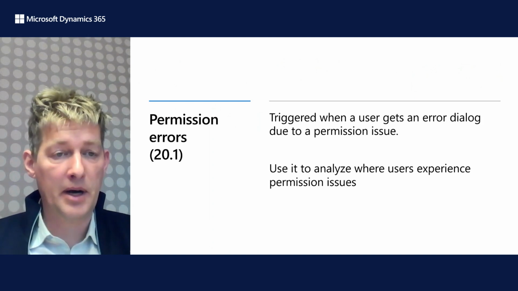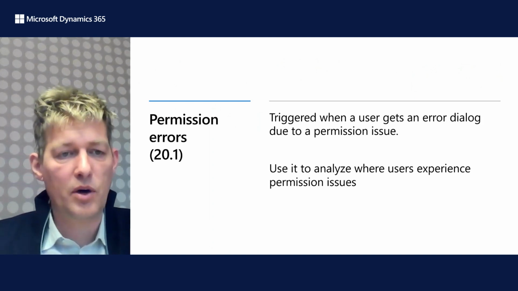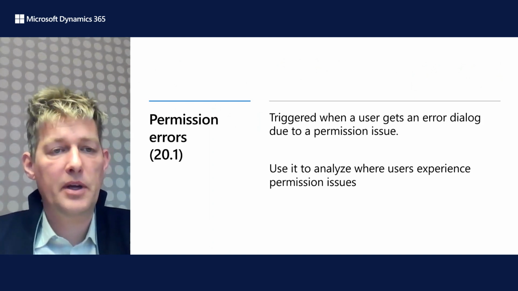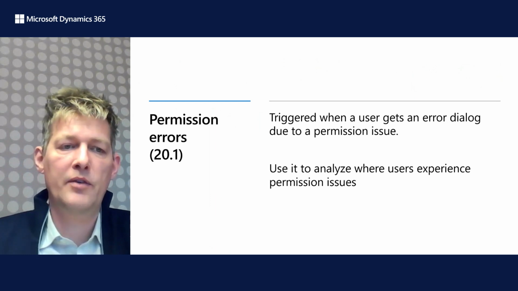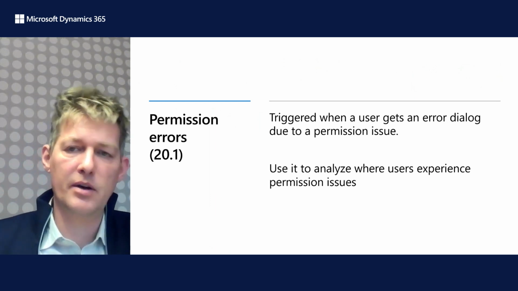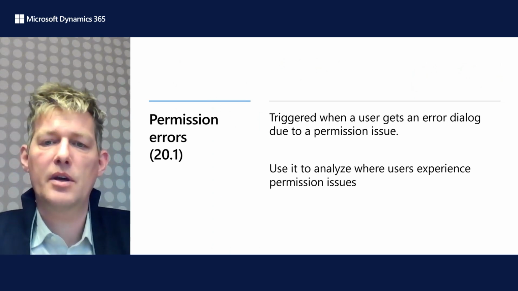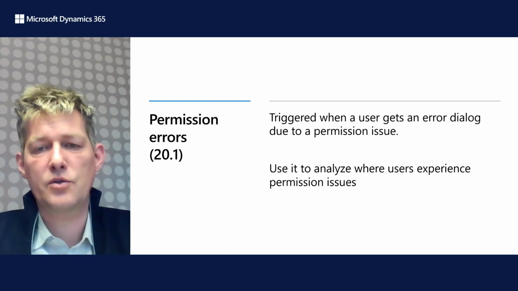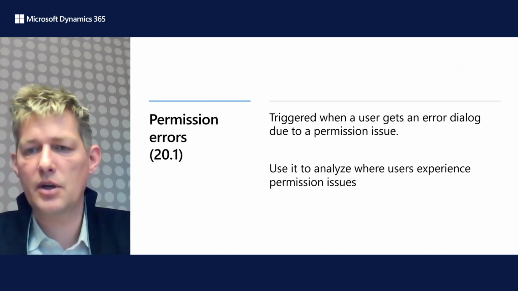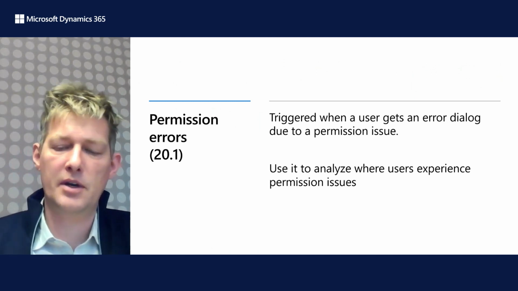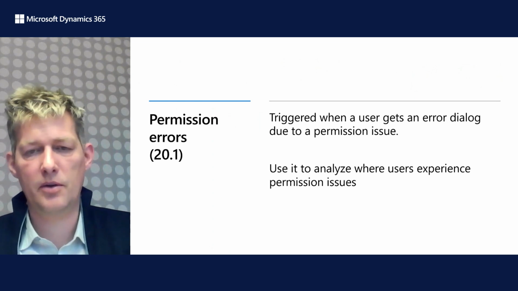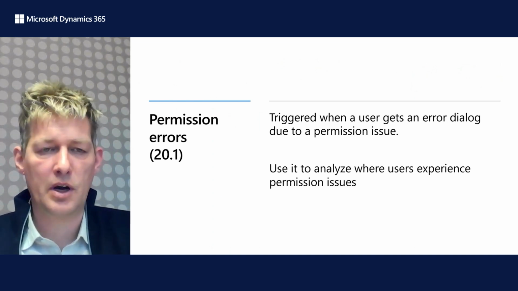Then in a later minor update, hopefully in 20.1, we'll also add that whenever users get a permission error, it will also be logged to telemetry. And again, you can use that to analyze where your users experience permission errors and help get these issues out of the way.